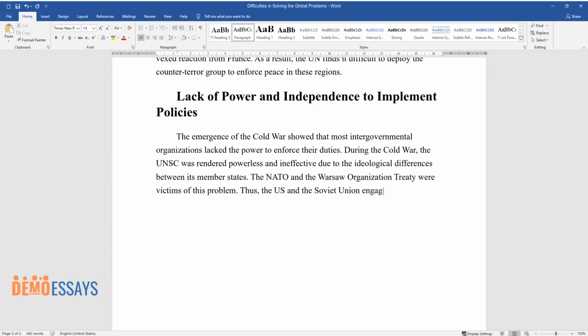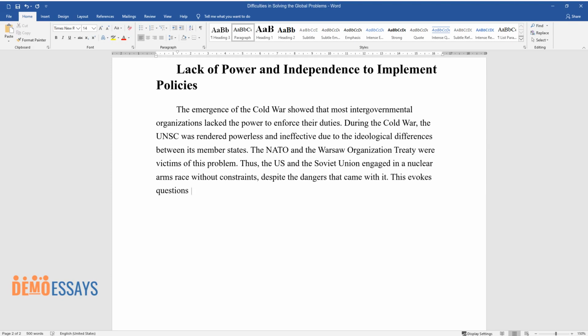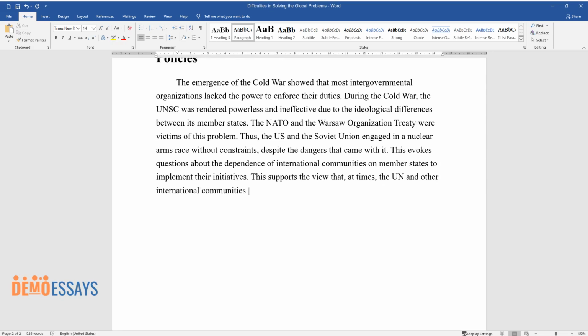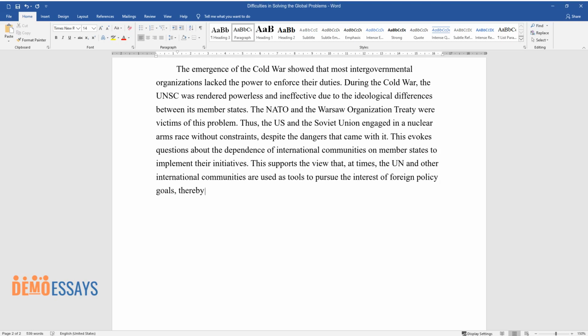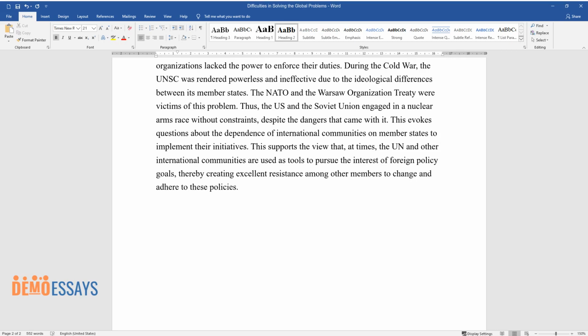Thus, the US and the Soviet Union engaged in a nuclear arms race without constraints, despite the dangers that came with it. This evokes questions about the dependence of international communities on member states to implement their initiatives. This supports the view that, at times, the UN and other international communities are used as tools to pursue the interest of foreign policy goals, thereby creating excellent resistance among other members to change and adhere to these policies.